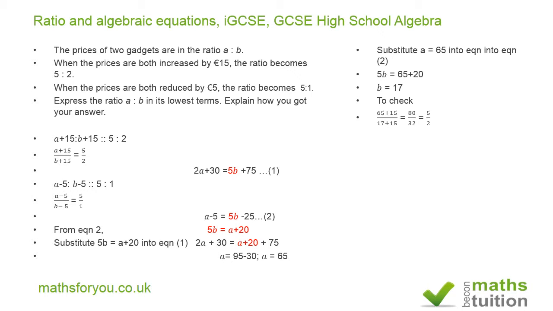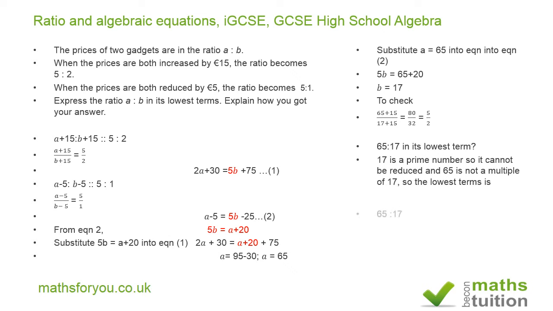Now, it says express the ratio A to B in its lowest terms. Now, 17 is a prime number, so it cannot be reduced any further. And 65 is not a multiple of 17, so we end up with 65 to 17 as our answer.